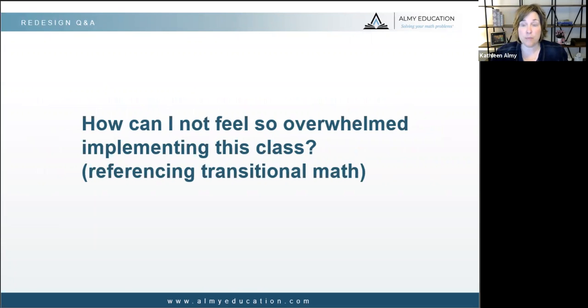How can I not feel so overwhelmed implementing this class? This person, I believe, is implementing transitional math. If they are on here and want to elaborate more in the chat, feel free.